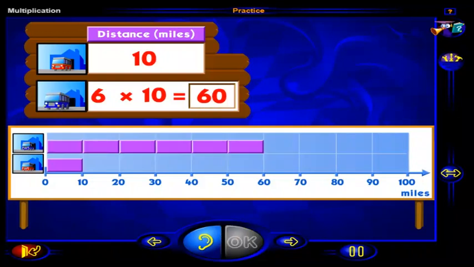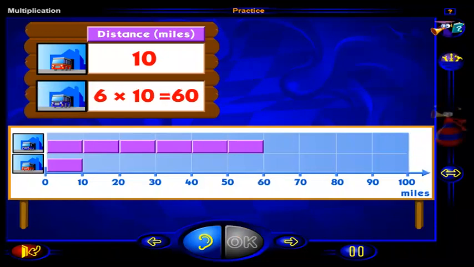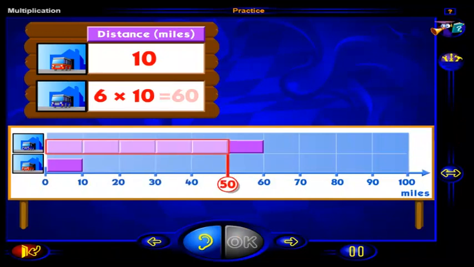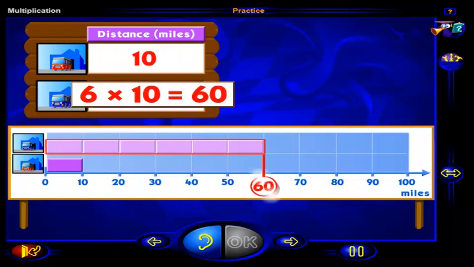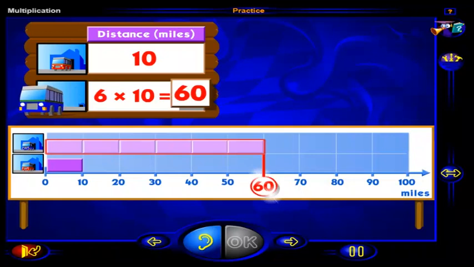That's right. The blue bus traveled 60 miles from the city. The number of miles the blue bus traveled is 6 times 10. To find 6 times 10, we can start at 0 and count on 10 6 times. 10, 20, 30, 40, 50, 60. 6 times 10 is 60. So the blue bus traveled 60 miles from the city.